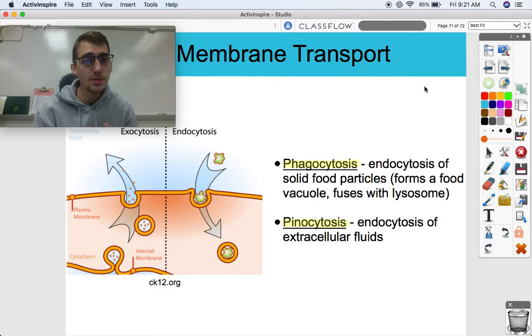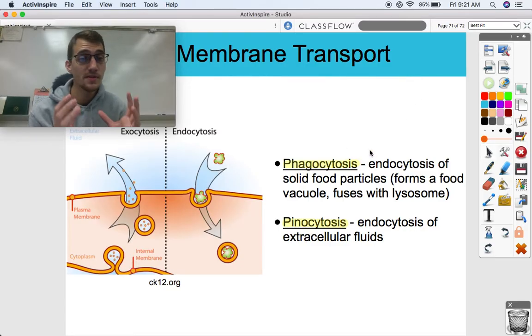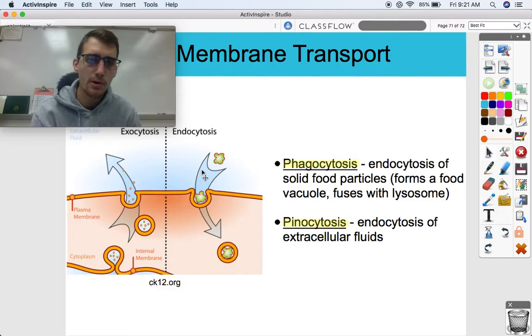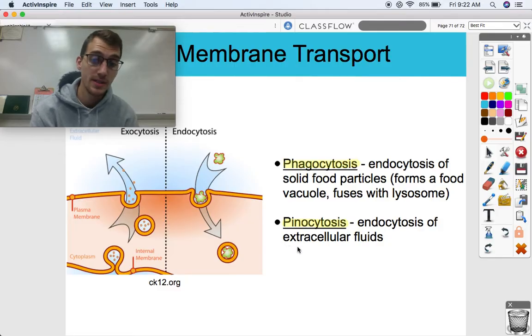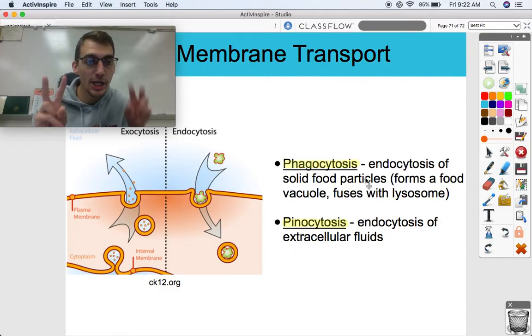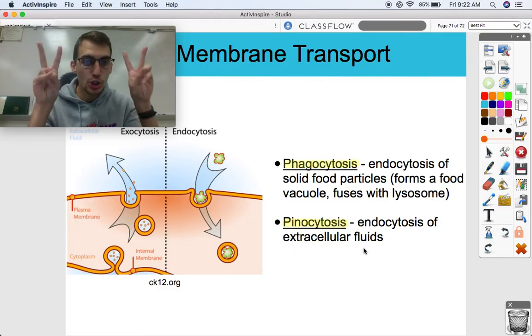Pretty sweet. Two more types of endocytosis that I want to talk about. Phagocytosis is what we call the endocytosis of solid food particles. So if we were to be specific about what kind of endocytosis this is, that's called phagocytosis. Another type of endocytosis is called pinocytosis, which is endocytosis of extracellular fluids. So this is kind of like the cell eating, and this is the cell drinking.